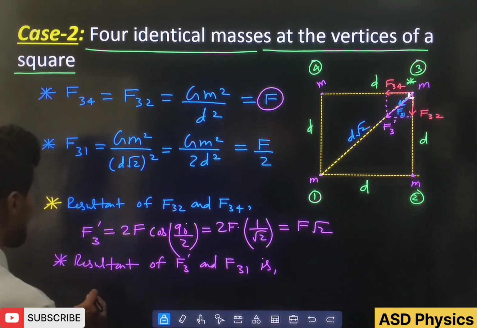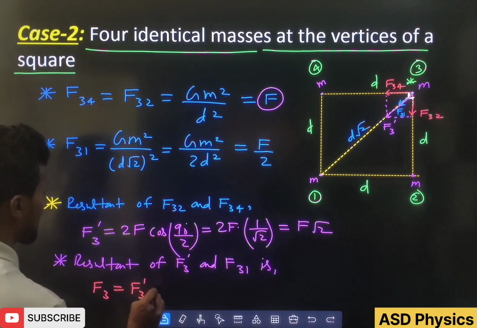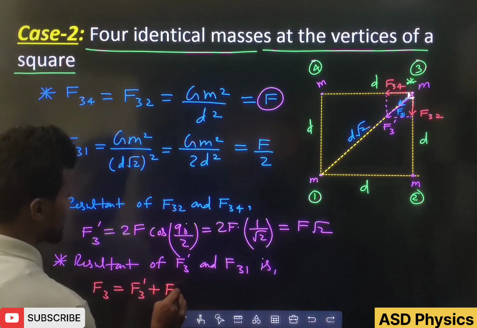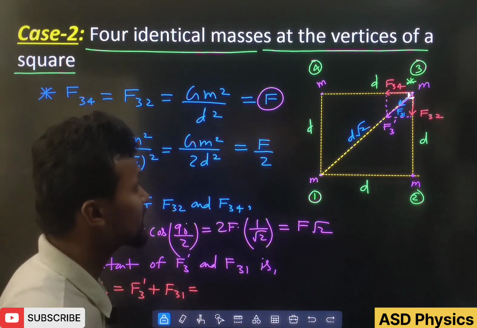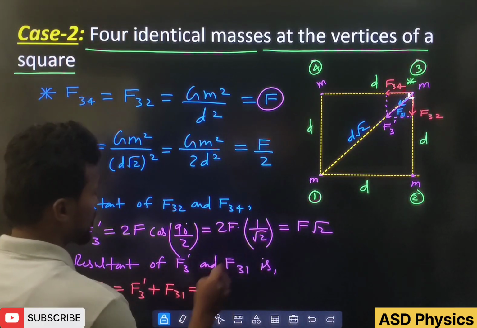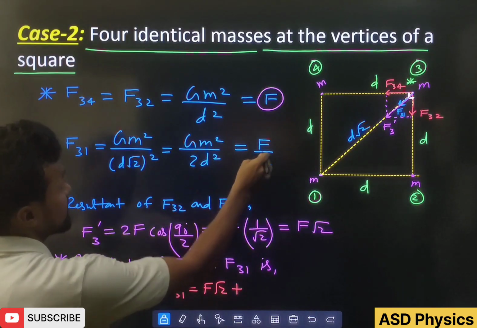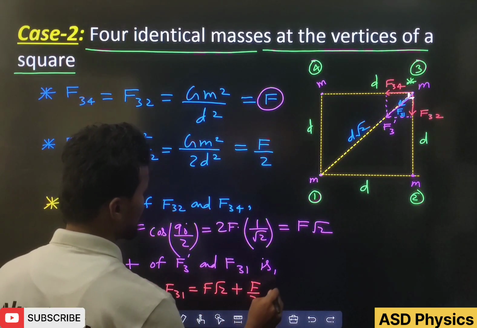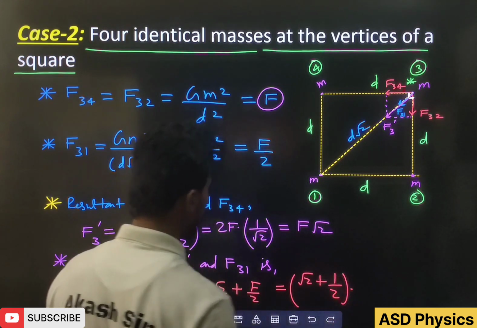Whenever the vectors are making angle 0 degree, directly we can add them. So I can write here F3 dash plus F31, because they are making angle 0 degree. Both the vectors are in the same direction, either the pink color or this blue color. So F3 dash, how much value is there? You can see very well, F root 2 plus F31, which is given by F by 2 here. So I can write here, root 2 plus 1 by 2 into F.